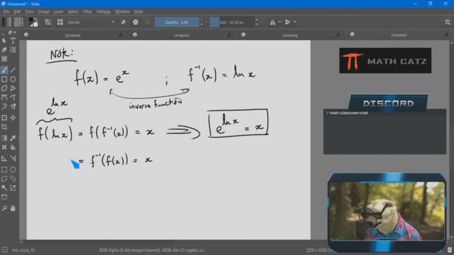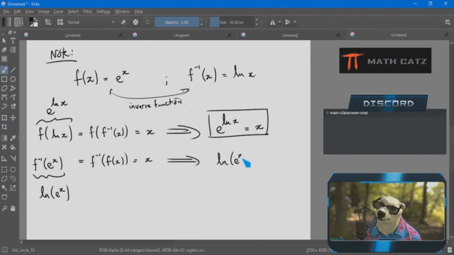So in this direction, I have f inverse, and the inside function is e to the x. So in this logarithmic function, the input is e to the x. So that means it's natural log of e to the x. Now, you don't need brackets, but I think brackets are nice there. Natural log of e to the x is x.